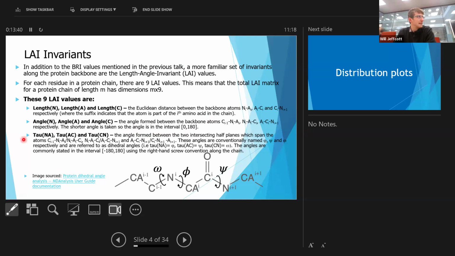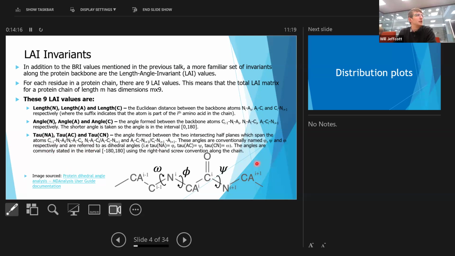And then lastly, there are the 3 torsion angles. We've called them here tau NA, tau AC, and tau CN. These are the angles formed between the 2 intersecting half planes, which span triples of atoms. In the case of tau NA, we've got the triple C(i-1), N(i), A(i). That's one of the half planes, and the other half plane is N(i), A(i), C(i). And we measure the angle between these.